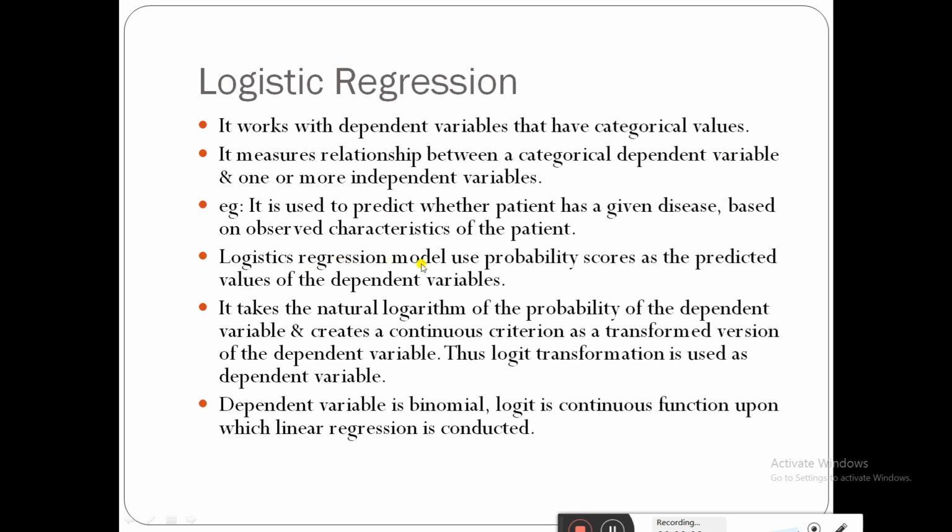A logistic regression model uses a probability score as the predicted value of the dependent variable. It takes the natural logarithm of the probability of the dependent variable and creates a continuous variable as a transformed version of the dependent variable. Thus, the logit transformation is used as the dependent variable. The dependent variable is binomial. Logit is a continuous function upon which a linear regression is conducted.